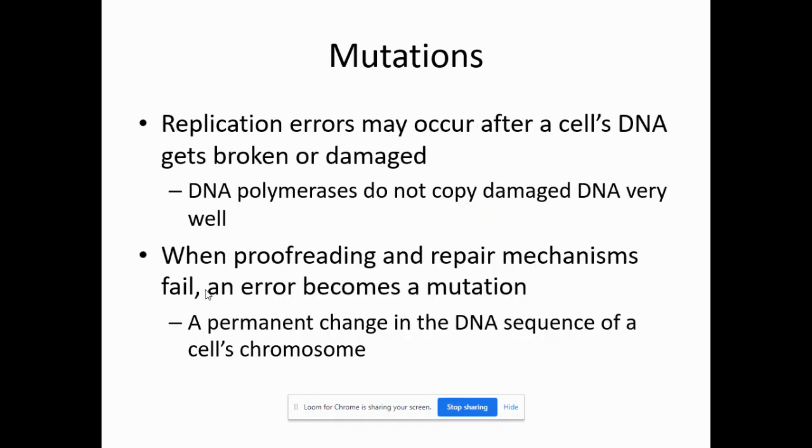All right, replication errors may occur after a cell's DNA gets broken or damaged, because DNA polymerases don't copy damaged DNA very well. We'll talk about some things that can damage the DNA inside a cell. But when proofreading and repair mechanisms fail, that error becomes permanent and becomes a mutation.